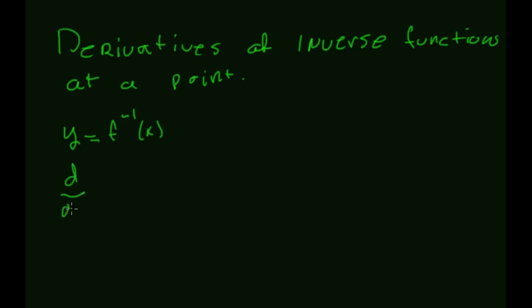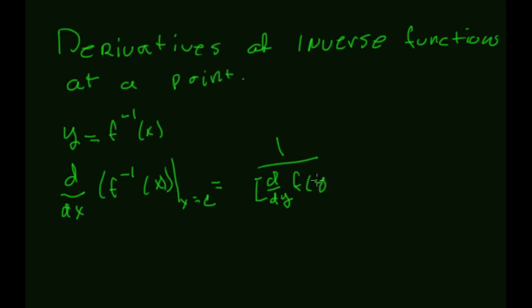The rule says the derivative with respect to x of that inverse at point x, when x is equal to some value c, is actually 1 over the derivative with respect to y of f of y when that function is equal to a, where f inverse of c is equal to a.